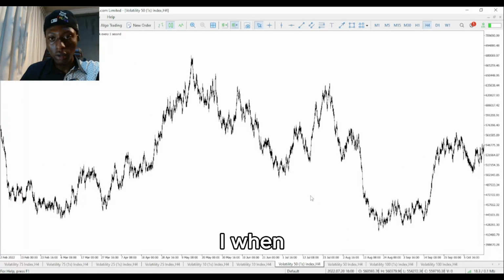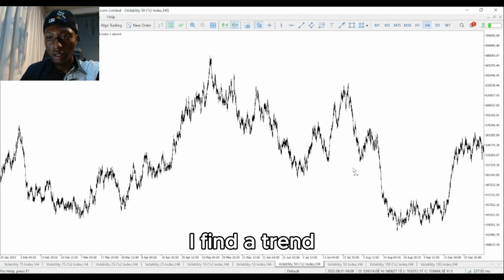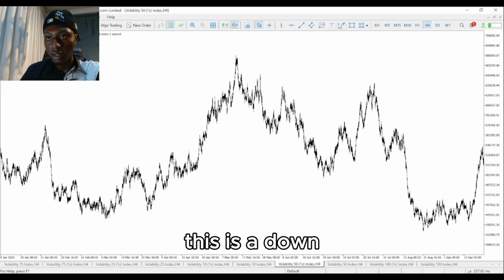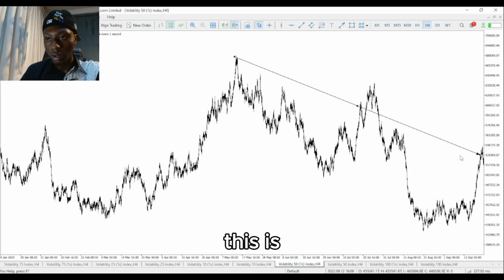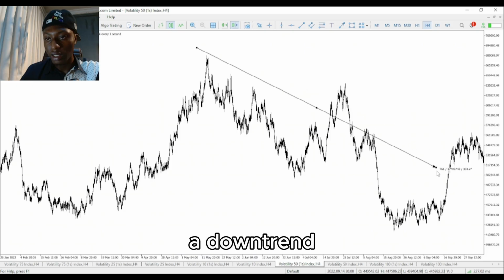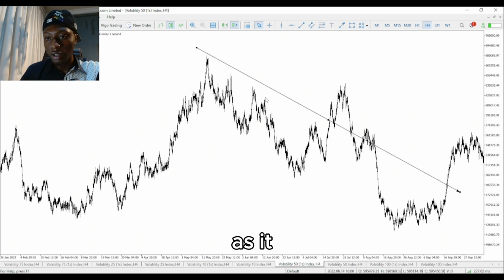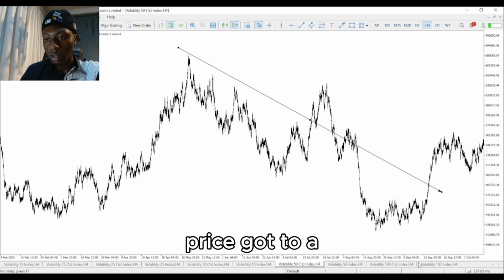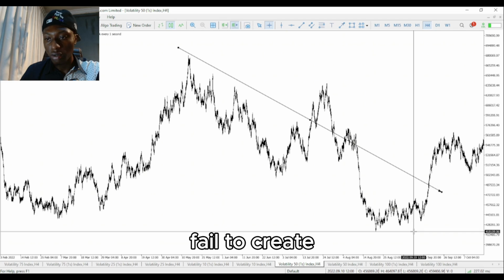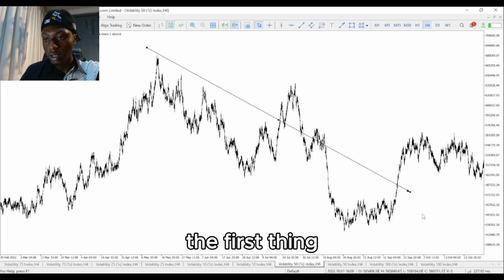First, when I open my market and I find a trend, for example, let's say this trend right here, this is a downtrend that was coming down. This is not a trend now, I'm just showing you that it was coming down. As it was coming down, price got to a point and it began to fail to create a new low. So the first thing on how I know when a trend is weakening is failure to create a new low.